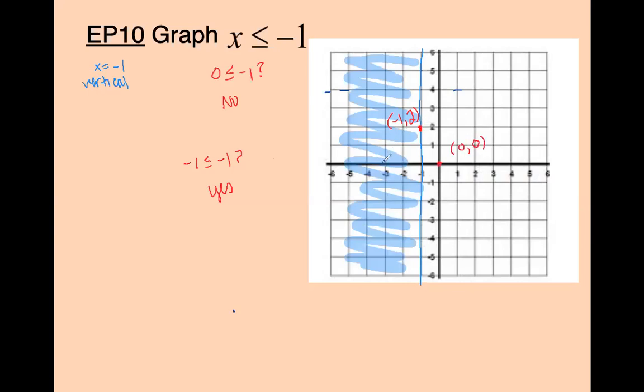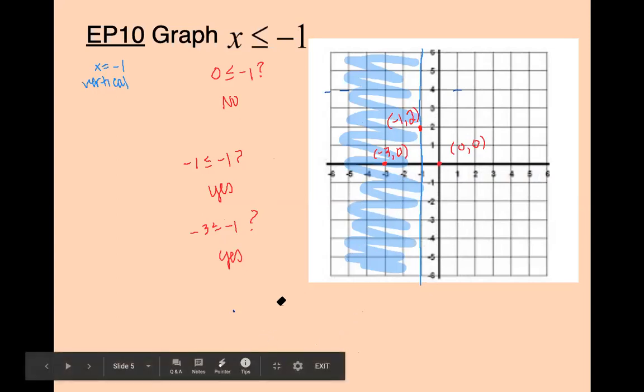I could have picked something else, like this is -3, 0. Let's see if that works. So I'm plugging in -3 for x. Is -3 less than or equal to -1? Yes, okay. So any point on the line or to the left of the line is a solution.